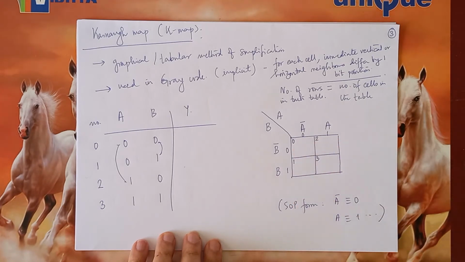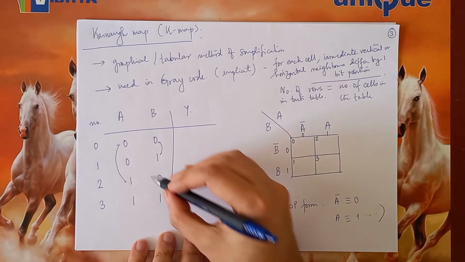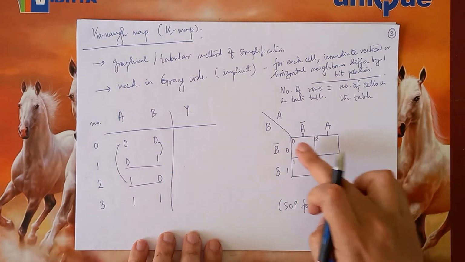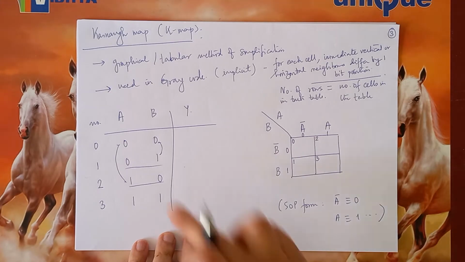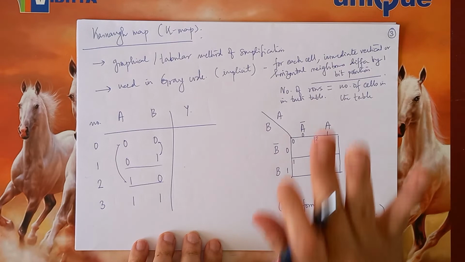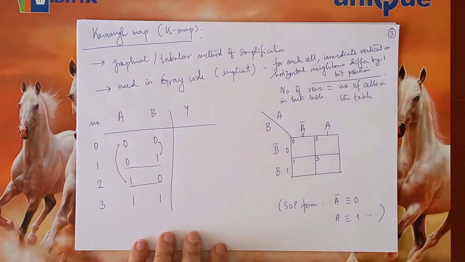0 and 2 are horizontal neighbors. 0 and 1 are vertical neighbors. But 1 and 2 are not neighbors because they differ by 2 bit positions. Likewise, 0 and 3 are also not neighbors because they differ by 2 bit positions. Diagonal neighboring does not count. You have to go for vertical or horizontal neighbors. Is that fine?